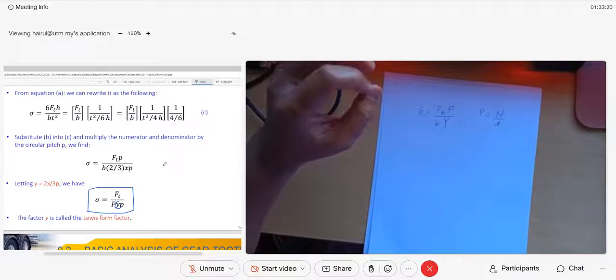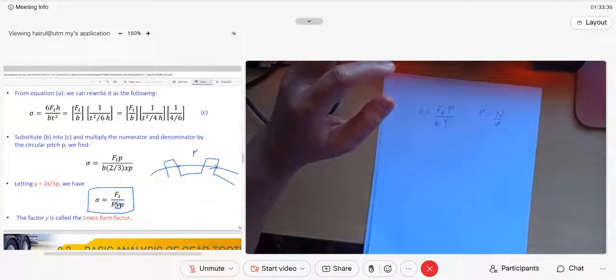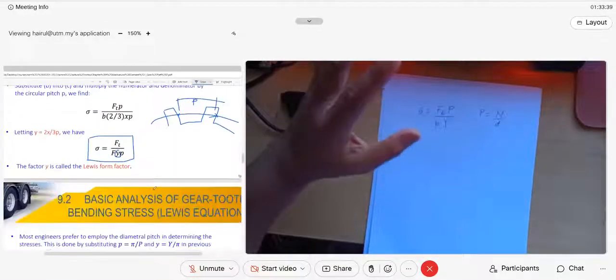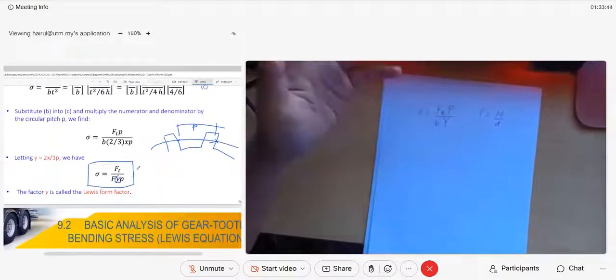P2 is circular pitch. As I mentioned to you, it is the distance between your tooth and the next tooth of the same gear. This is your pitch circle diameter line. At this point and at the same point, this is the distance of your p, because the gear manufacturer already set the equation, so we don't need to derive it. It is just a matter of explaining to you guys.